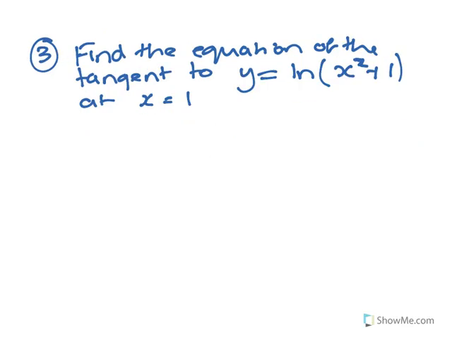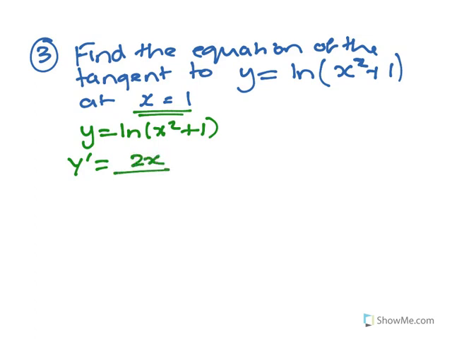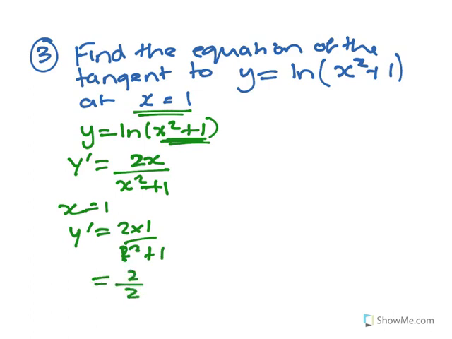Okay, so we're just going to do another tangent one. So find the equation of the tangent to y equals ln of x squared plus 1, and we want it at the x where x equals 1. So y dash would be f dash x on f of x. So the derivative of x squared plus 1, which is 2x, over x squared plus 1. So if we did that at x equals 1, y dash is 2 times 1 on 1 squared plus 1, which is 2 on 2, which is 1. So the gradient of the tangent is 1.